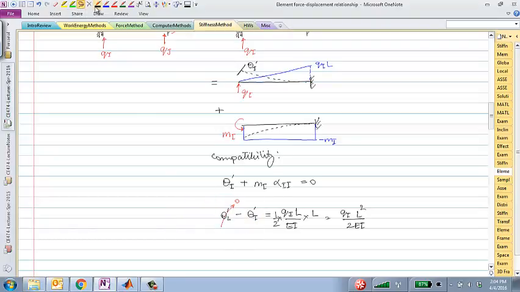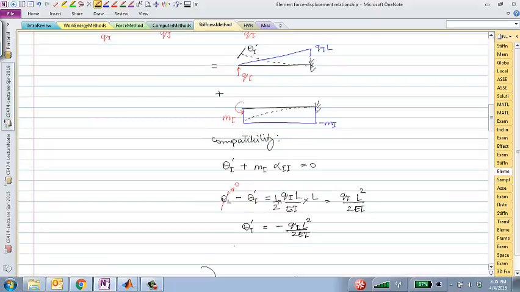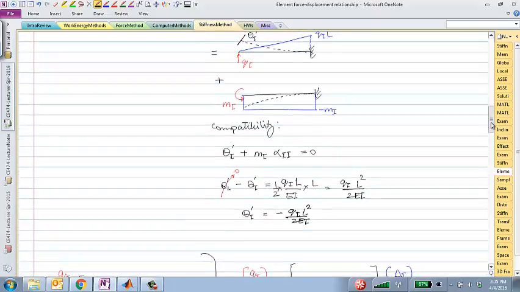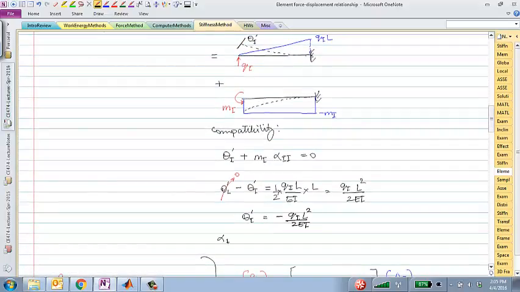So theta I prime is equal to minus QI L squared over 2EI. And what is alpha II, which is the flexibility? How can I calculate that? Alpha II is the flexibility of this end I when I apply a unit moment here, right? So we could use maybe the virtual work method to do that.